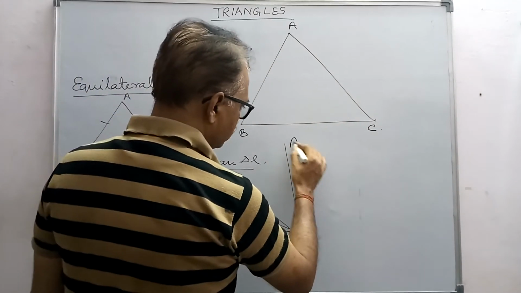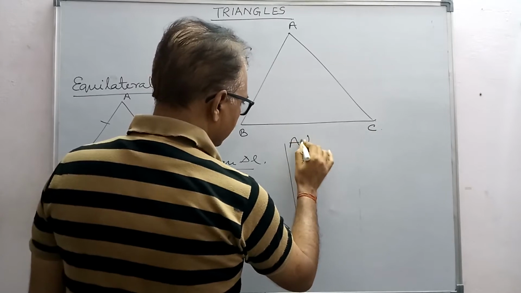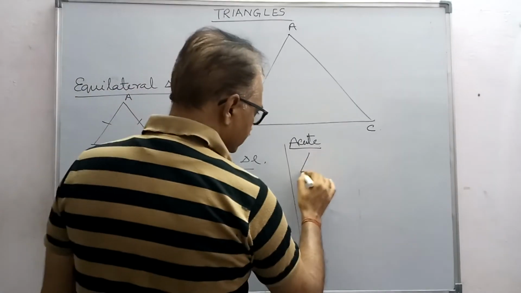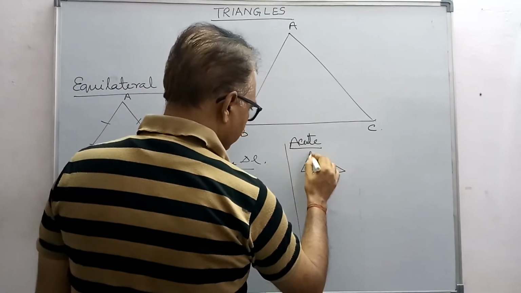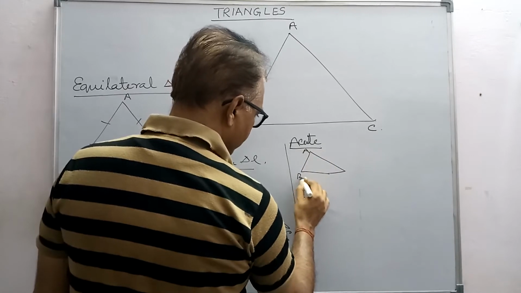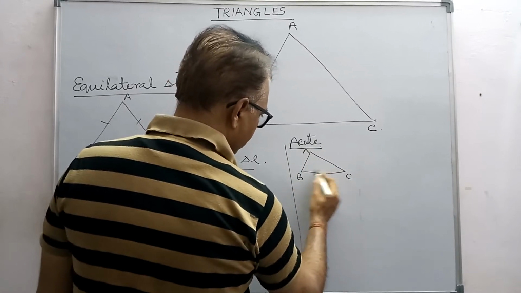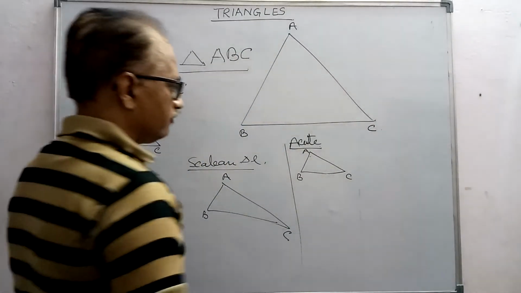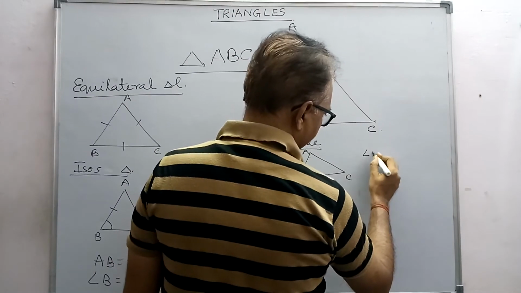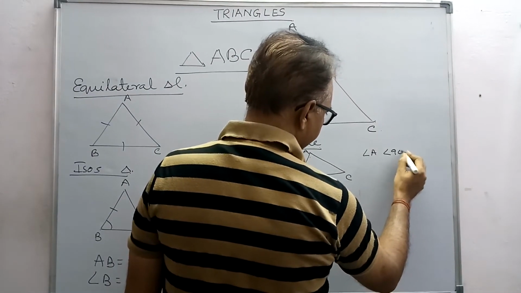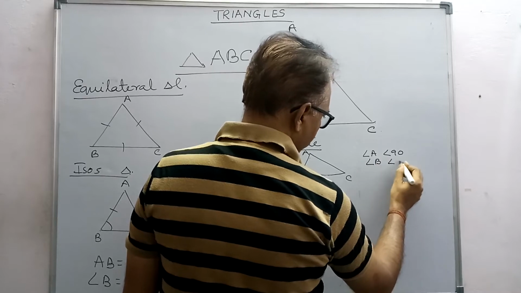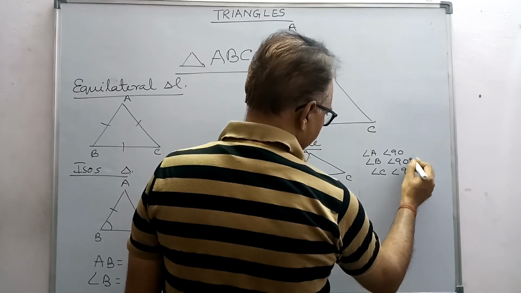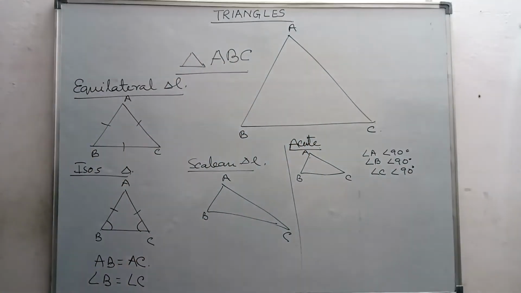The first is the acute angle triangle. Here, in this triangle, all three angles are unequal. A is this, B is this, C is this. So here you see all three angles are unequal and their measurement is always less than 90. Angle A is less than 90, angle B is also less than 90, angle C is also less than 90 degrees. So all angles are less than 90 degrees.